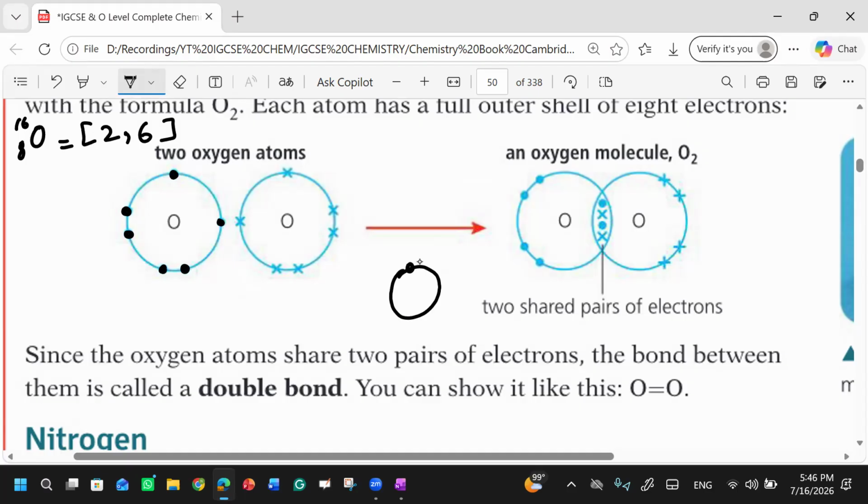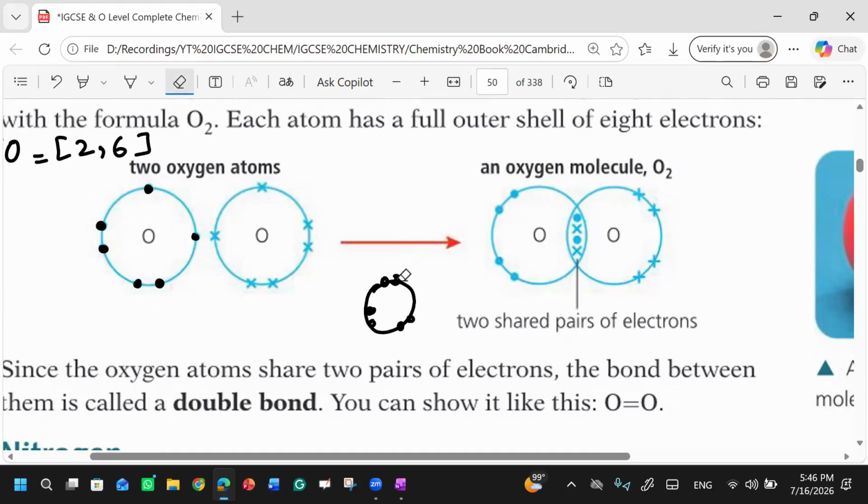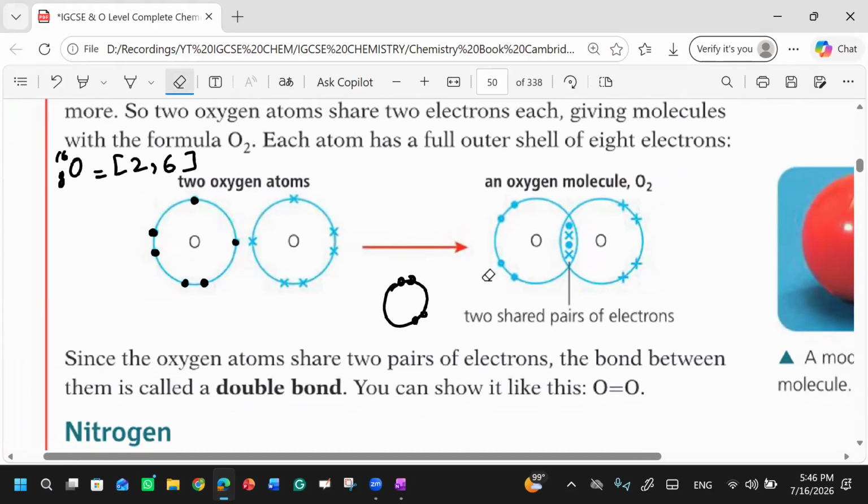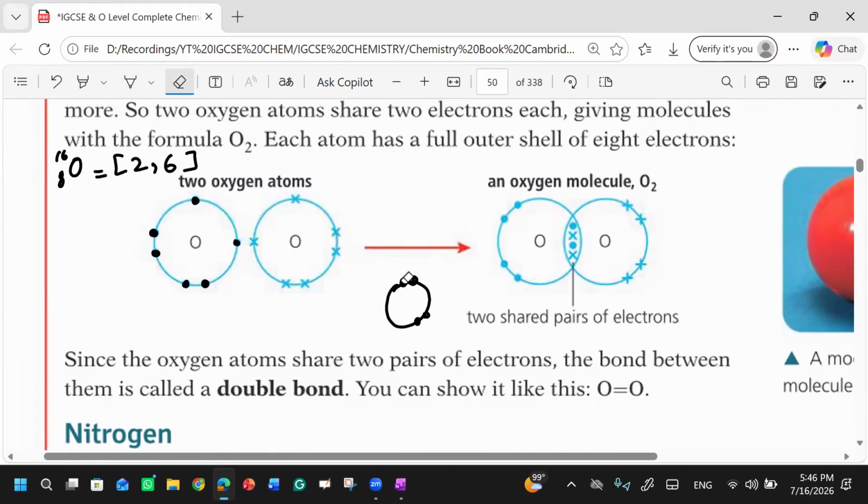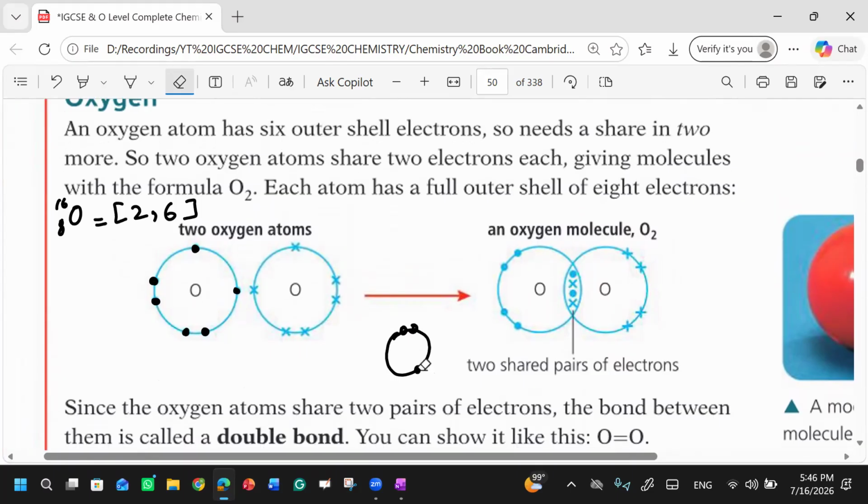So you can draw it like this. But this is not possible, because in the valence shell 8 electrons are needed. So you will represent the electrons like this: two in this pair, two in this pair, and these are in separate form. Similarly, you have another oxygen, mentioned by the crosses. So this is one bond and this is the second bond.